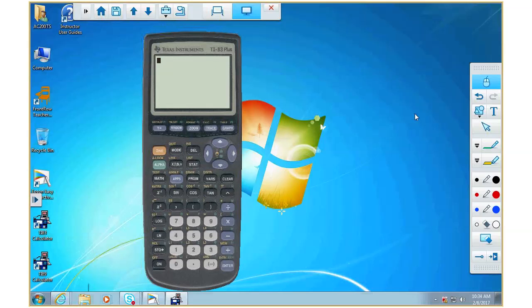Now what if you want to do the z-score? Then go to stat. I think it's math. No, second bars. There it is. Normal CDF. And that last problem we did that was 46%. What was the z-score?